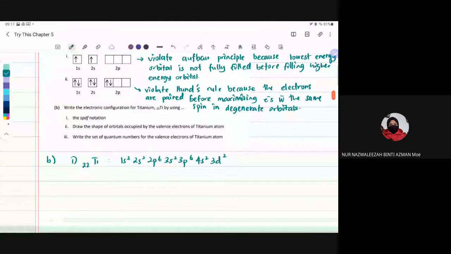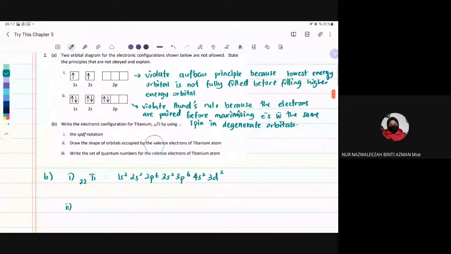Now the next one, question 2. Draw the shape of orbitals occupied by the valence electrons of titanium atom. Okay, ini actually ni masuk chapter 6 pula ni. Okay, valence electrons of titanium atom. Valence electron untuk d orbitals ni, okay. So this one pun saya tak expect kamu boleh jawab. Alamak, sebanyak pula saya tempas pandang pagi ni.